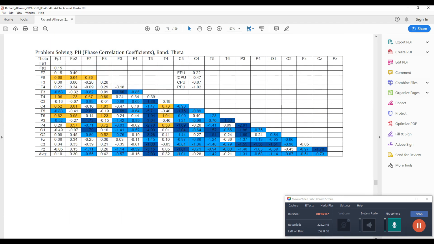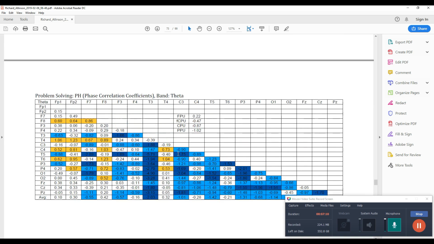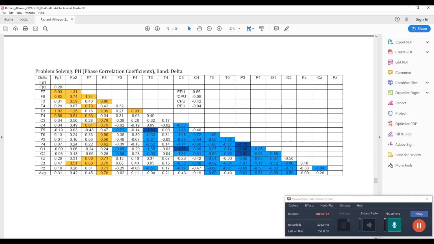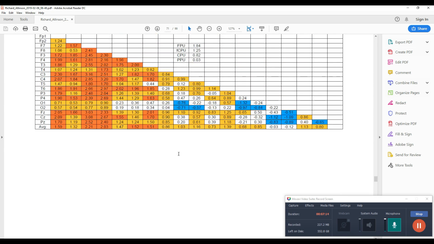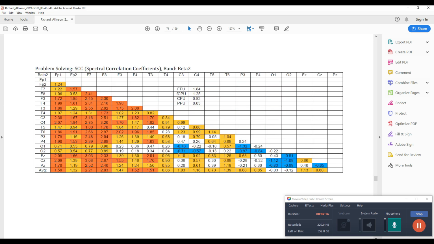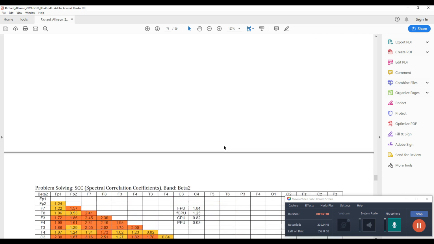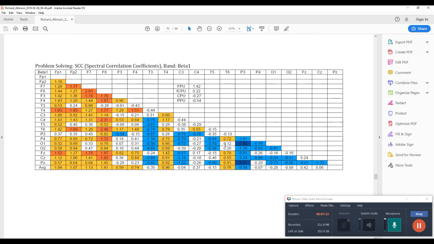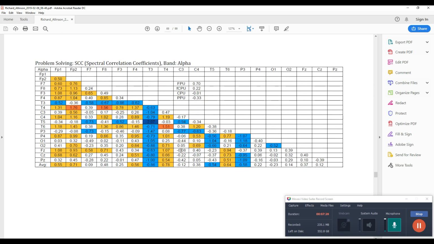And now we go and see the phase theta, similar pattern from before, and phase delta, and then we go to coherence, beta 2, and very respectable, maybe some posterior issues. Coherence beta 1, again a relative weakness at T3, and we go to coherence alpha, and we see the T3 problem again, along with P3 and T5.